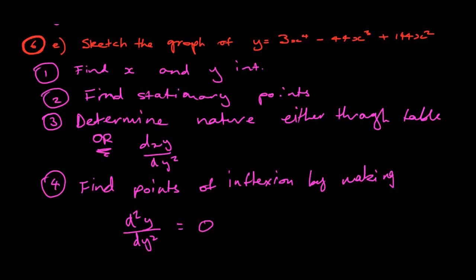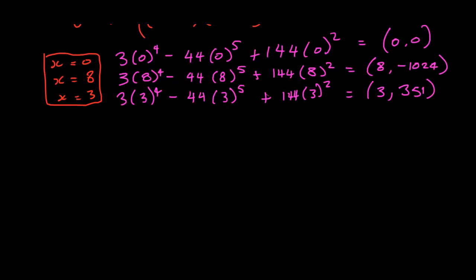So if it's an easy function to differentiate twice, just use this method because it's going to get you there quicker. Doing the table for three stationary points is going to take a lot longer. So let's just do this method. Let's find the second derivative.